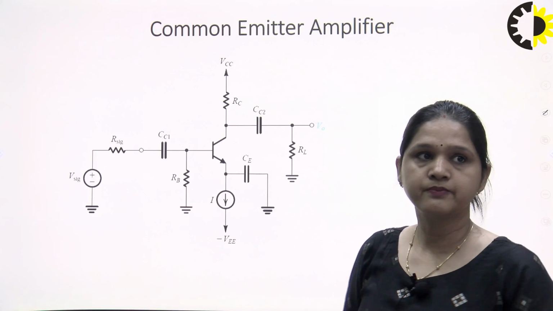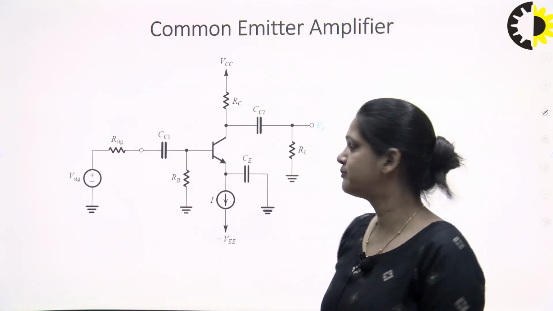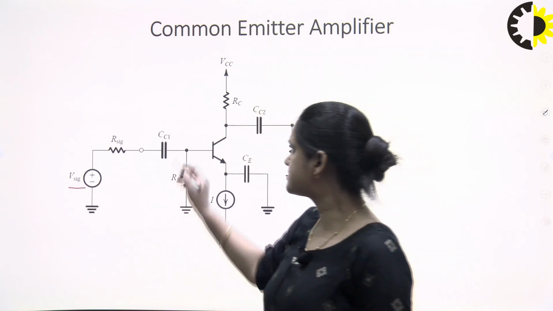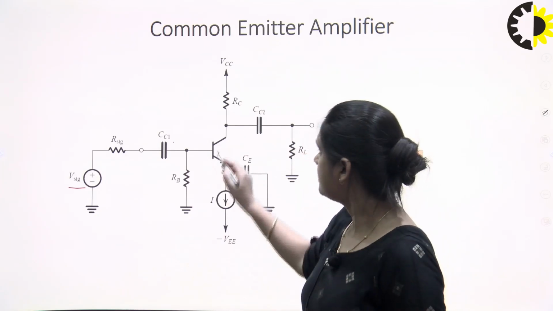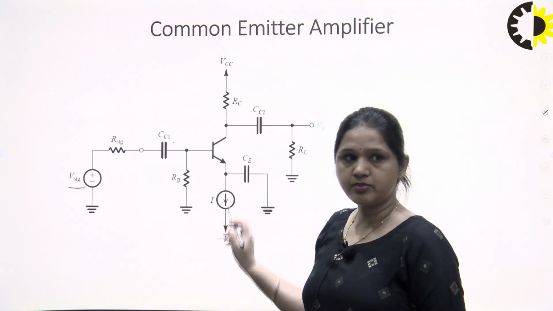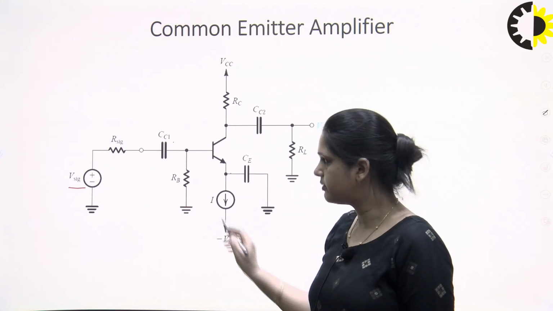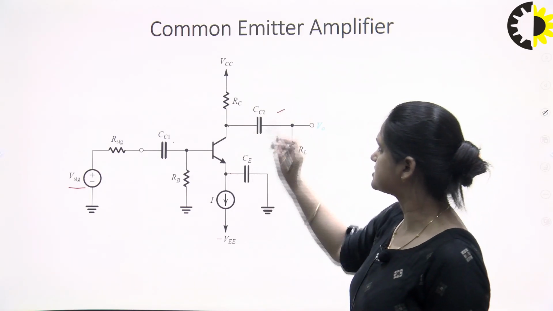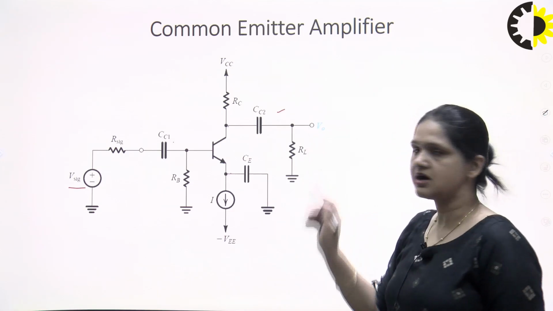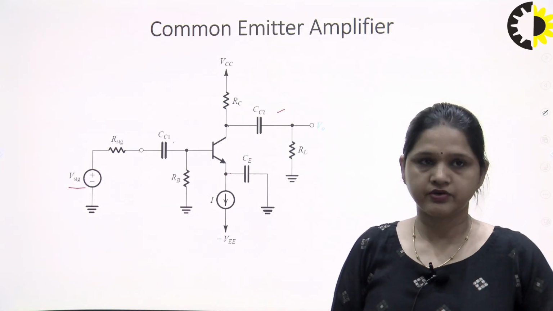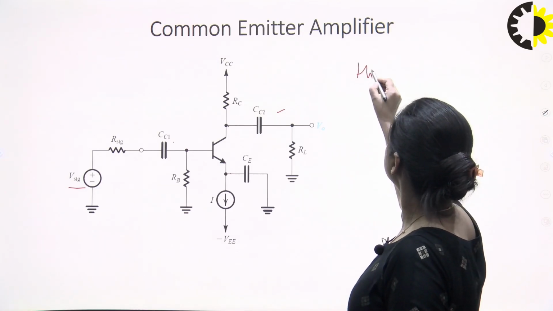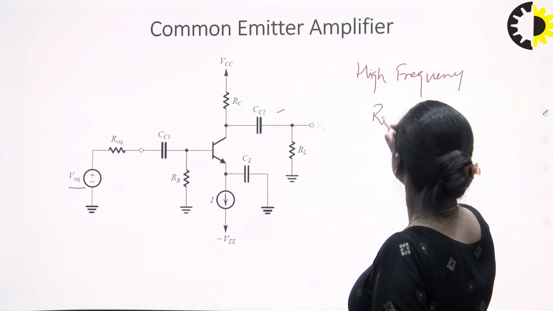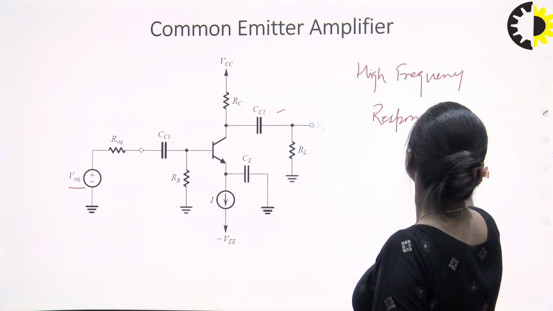So this is the circuit for common emitter amplifier configuration. Here you can see that input signal is applied through a CC1 capacitor, which is the coupling capacitor, and this transistor is connected in common emitter configuration because the emitter terminal is common between input and output. Output is taken from the collector node through this coupling capacitor CC2, and the load resistance RL is connected here. So this is the circuit for which we have to do the high frequency response analysis.